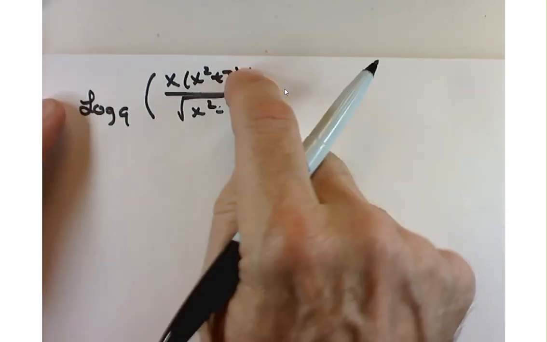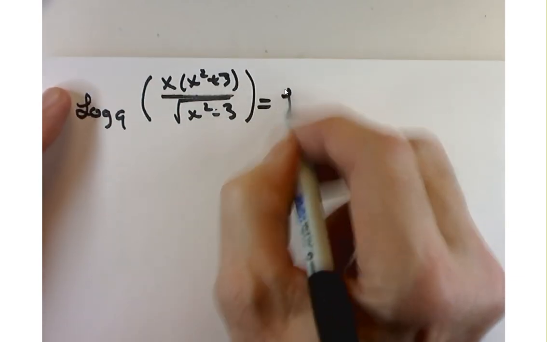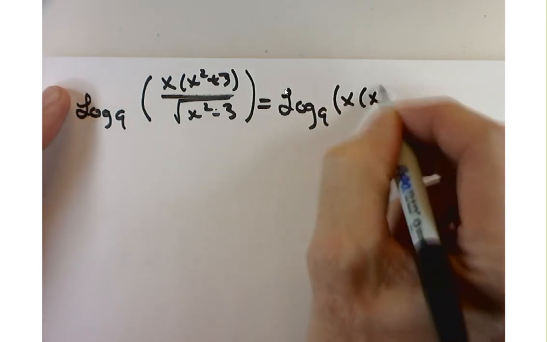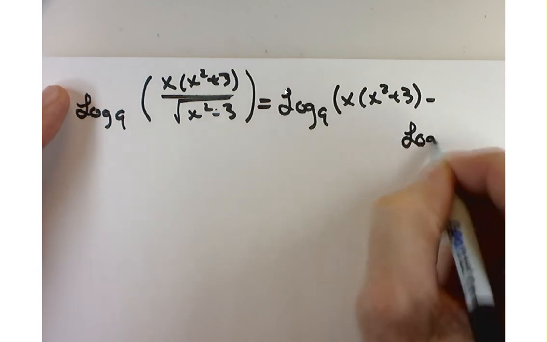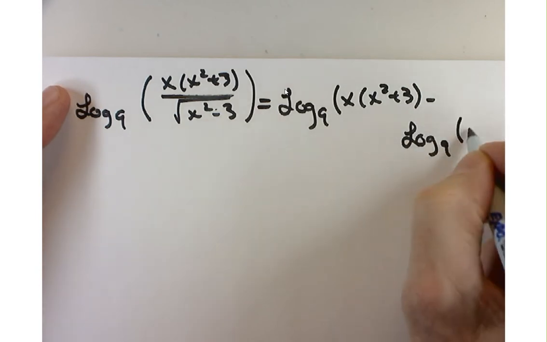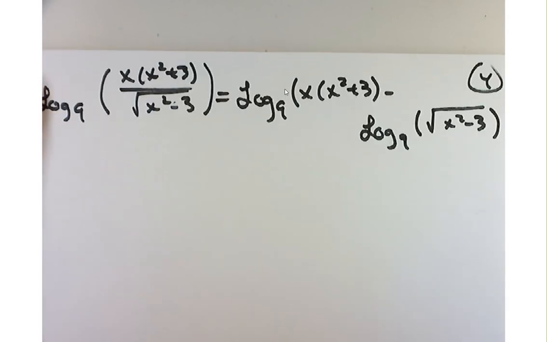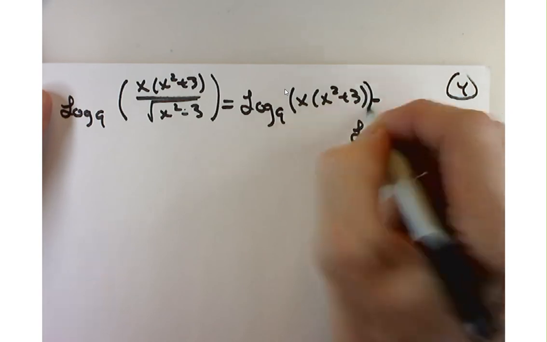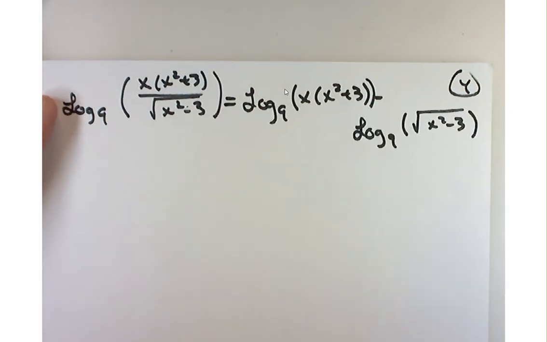So quotient rule is going to be log of the numerator minus log of the denominator: log base 9 of x times x squared plus 3 minus log base 9 of the square root of x squared minus 3. I need another parenthesis there. Thank you.